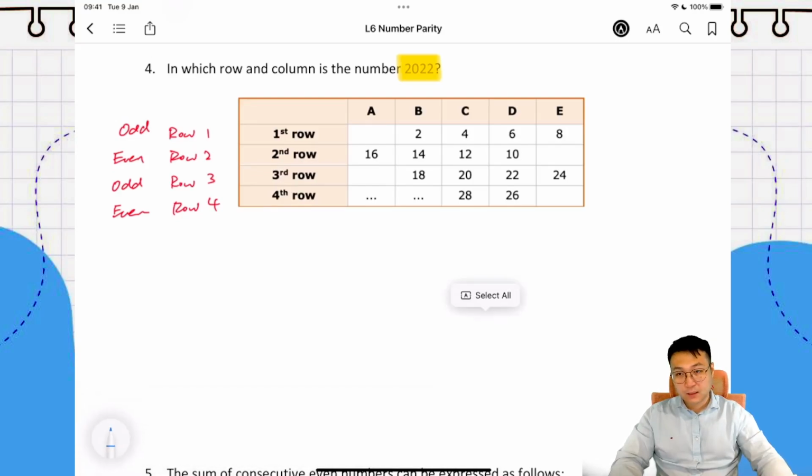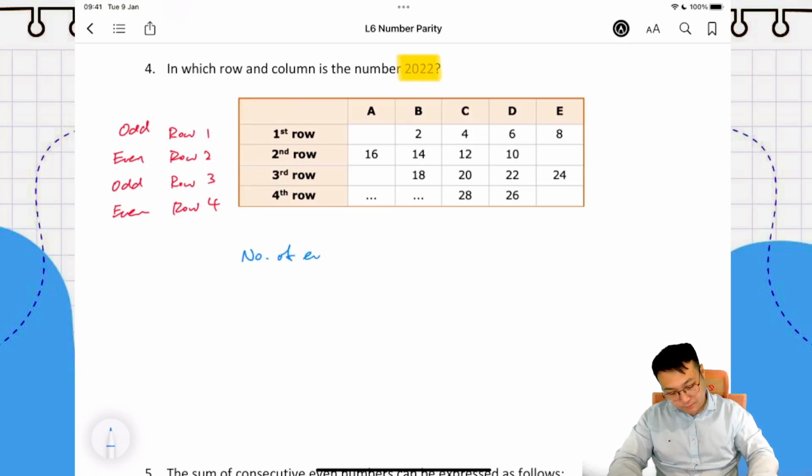Okay, so this is the pattern that we need to notice. Now, all the numbers you see in the table, are they even or odd? Even. And they are asking you to find the number 2022. So, how many even numbers are there from 1 to 2022? 1,011.